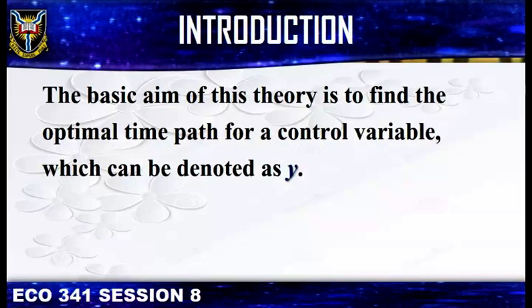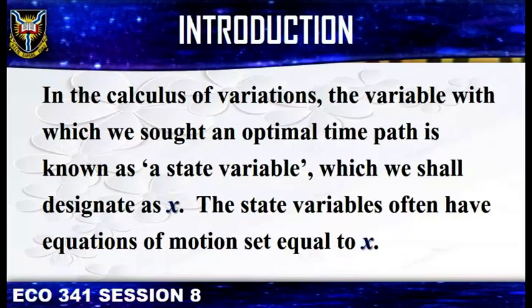The basic aim of this theory is to find the optimal time path for a control variable, which can be denoted as y. In the calculus of variations, the variable with which we sought an optimal time path is known as a state variable, which we shall designate as x.